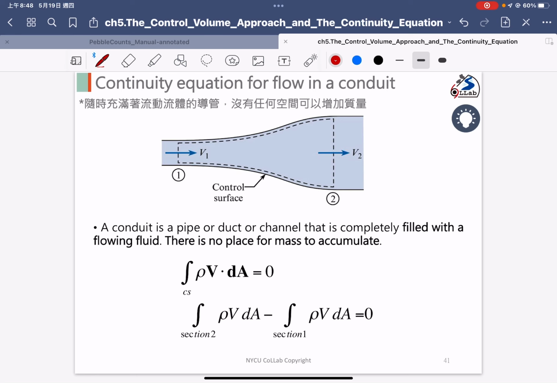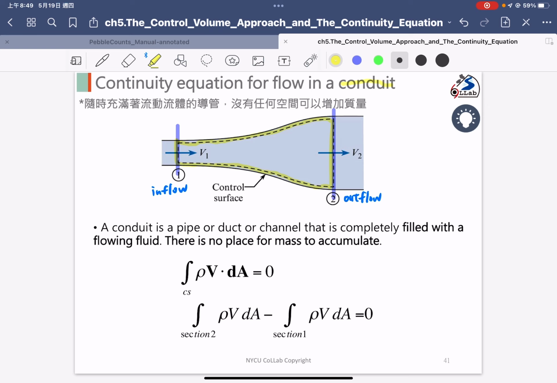The next we still discuss with the continuity equation, but the condition is the fluid flow in the conduit. Okay, so as you can see in the conduit conditions, there is the inflow and then there is the outflow. So we have the inflow in here, and there is the outflow. And the dashed line showing here is our control surface.